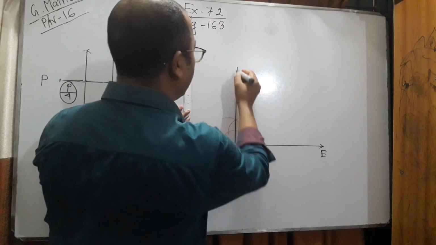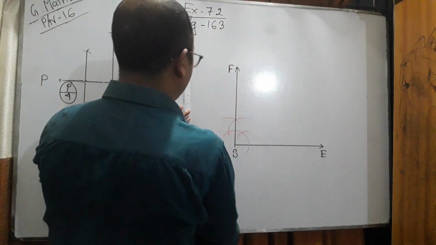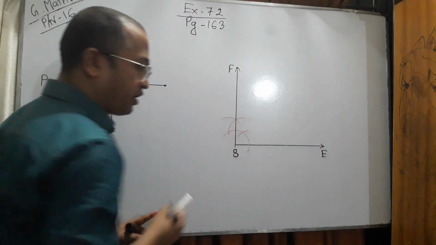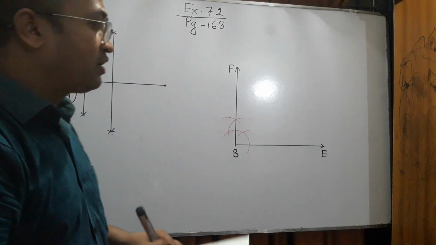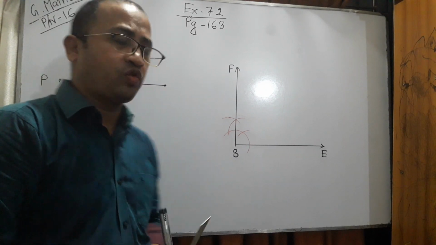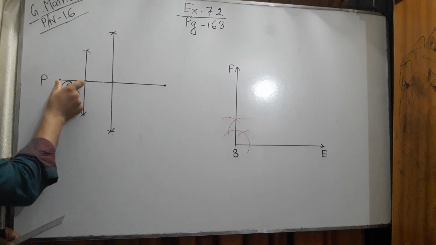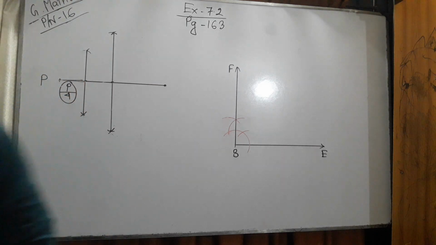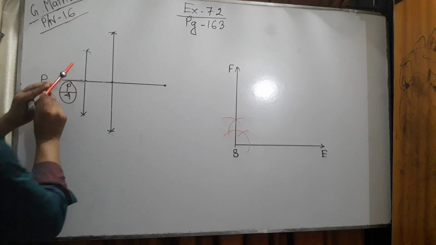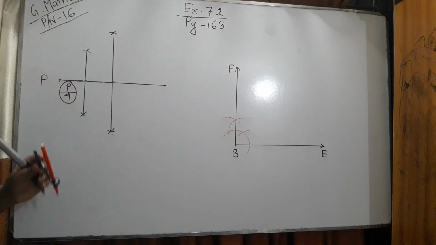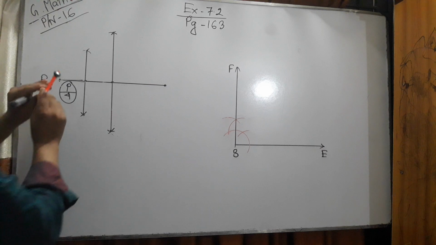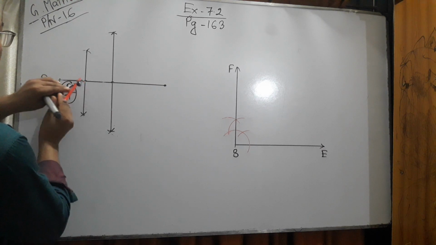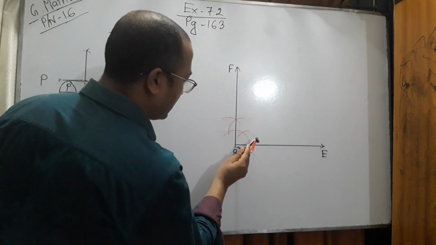Say this is angle EBF. We will draw angle EBF equal to 90 degrees. Now we will take the side. One side of the square is 1/4 of P, that is this portion. So we will measure this portion and cut it from BE.